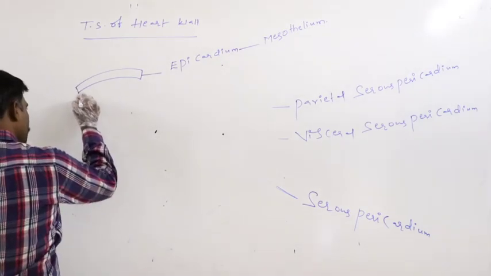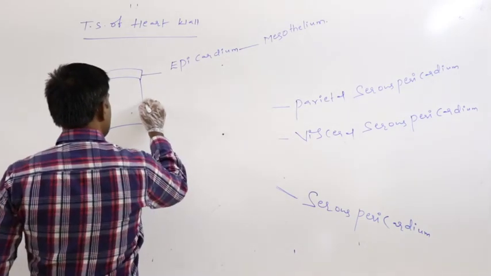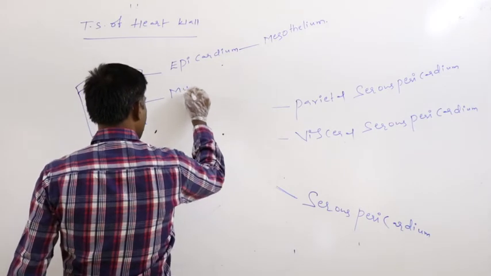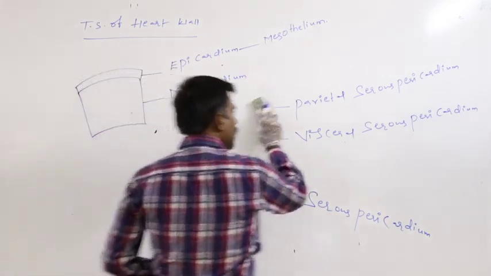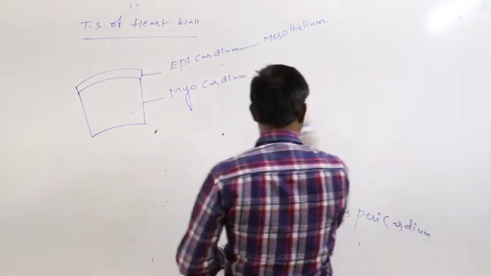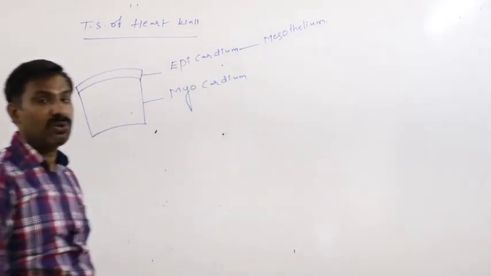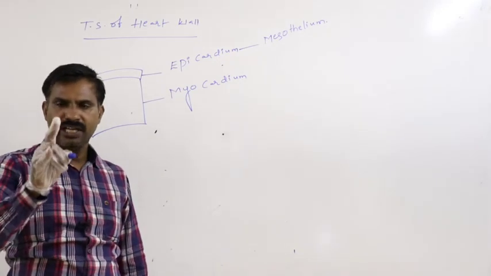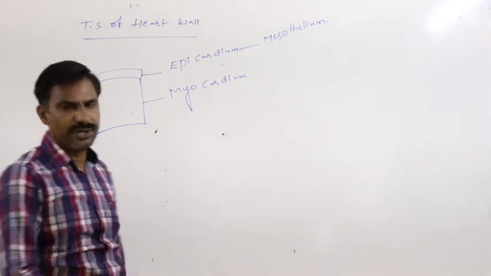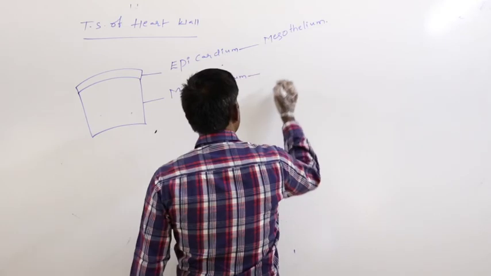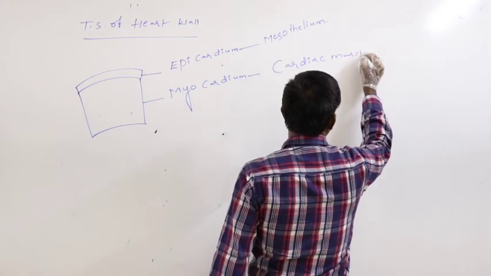Below that, the thickest layer which is present is said to be the myocardium. About 95% of the heart wall weight is mainly due to the myocardium. 95% of the heart wall is mainly made up of the myocardium. Definitely, it is the cardiac muscle.